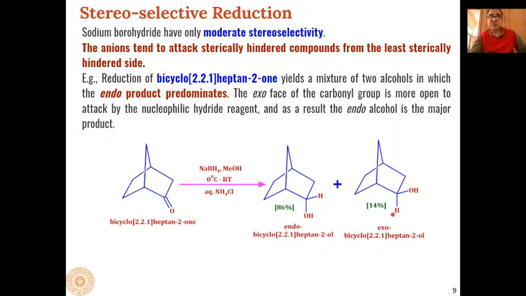So this is because the anion, that is hydride, will attack from the less hindered side of the molecule. Here this is the more hindered side, so the hydride ion of the sodium borohydride will attack from the less hindered side of the molecule. That is why we are getting more of the endo product in comparison to the exo product.